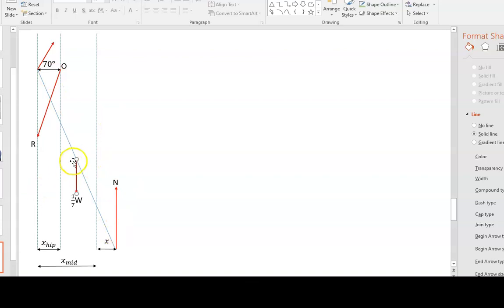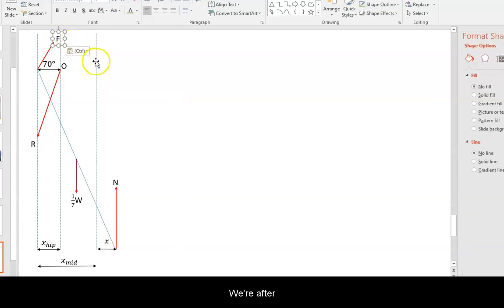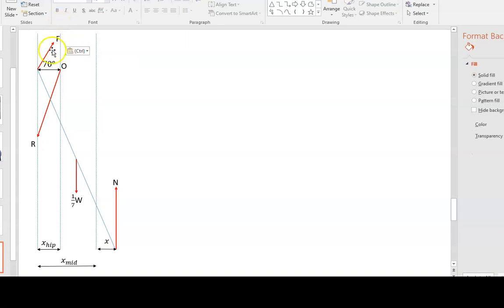So we're going to introduce a new force that wasn't in the other diagram. We've got the normal force. We have 1/7 of your weight, which is about how much your leg is going to weigh. And we now know X, right? We know N in terms of W. We know X mid, we know X hip. We're after, no, I missed the F. Let me copy the F over. We're after F so that we can get to R, right? So we're going to do the same thing.